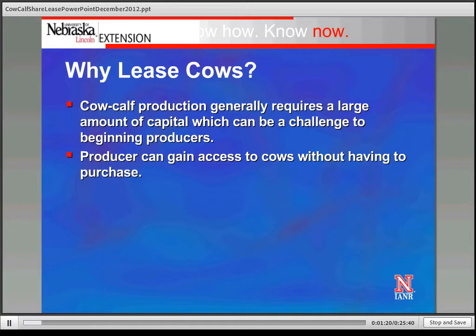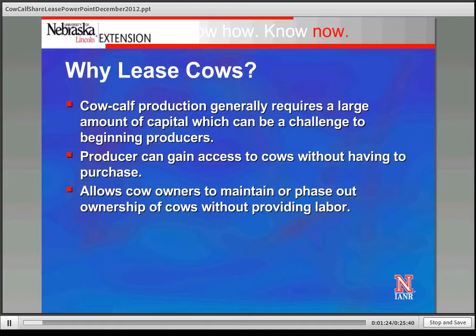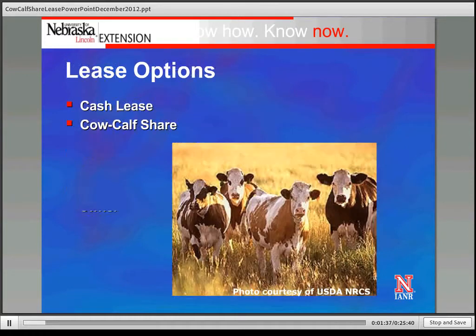And from a capital outlay standpoint, this can be an attractive option. For the person who's the cow owner, it allows them to either maintain a cow herd, or potentially if they're looking towards retirement and they'd like to phase out of the ownership of their cows over time without providing labor, this may provide them a good option as well.